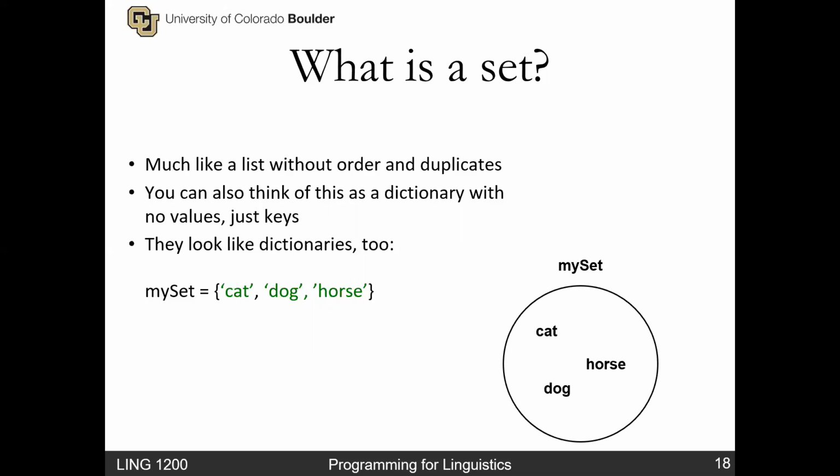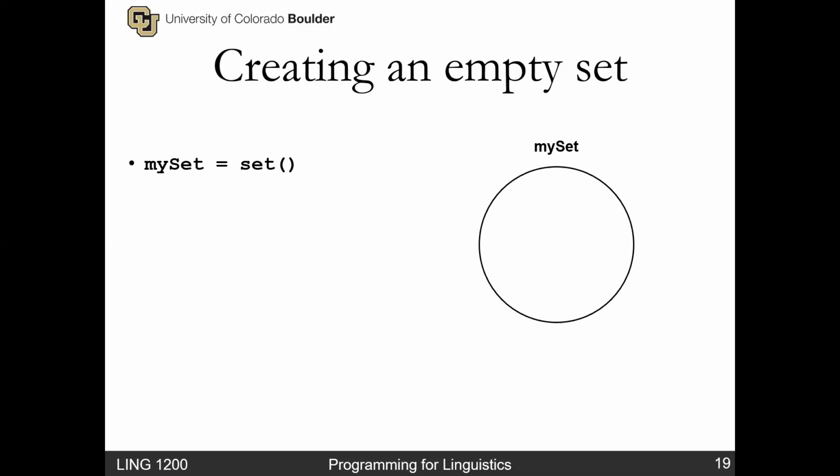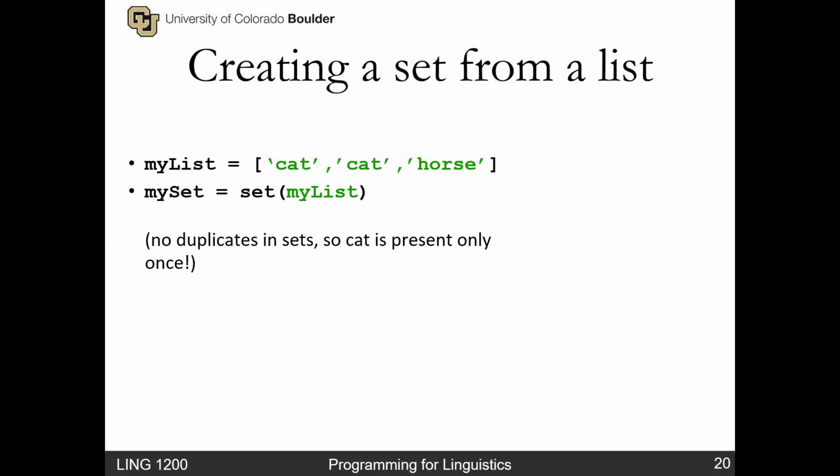We may represent the set as a Venn diagram where the circle represents the set and the elements are enumerated within it. We now look at how one goes about creating a set in Python. First, declare a variable name and set it equal to the set function. This creates an empty set called mySet, which may be represented by the Venn diagram on your screen. We may also create a set from a list. First, create the list, then declare it equal to the set of myList.